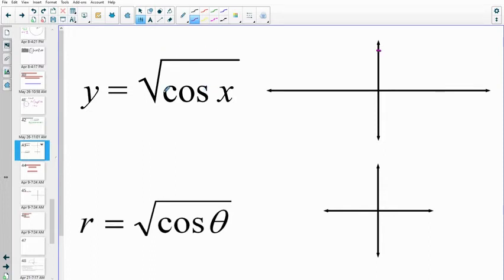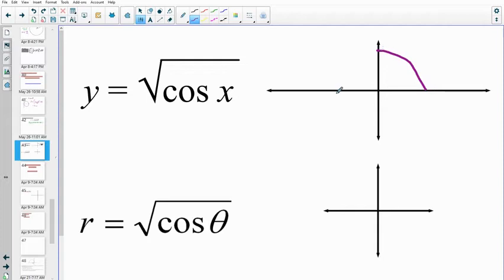I'm not sure exactly what the shape is because that square root's going to mess things up, but the square root of 1 is 1, the square root of 0 is 0. It's going to have some kind of a rounded shape. I think it's going to be less curvy than a cosine function. And then after that, for values where the cosine is negative, these would be imaginary values. And so those parts don't show up on the graph.